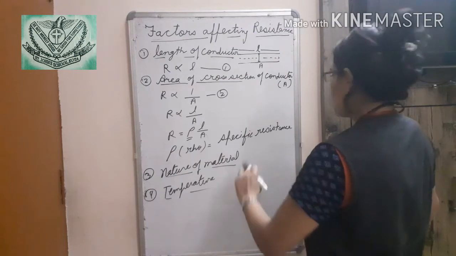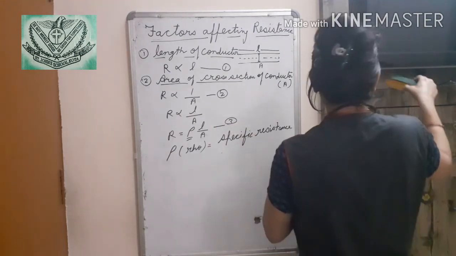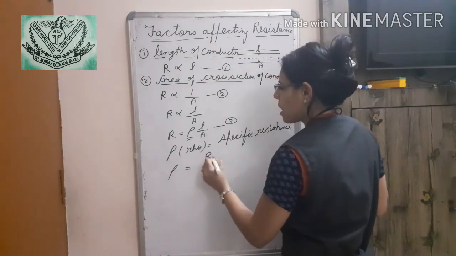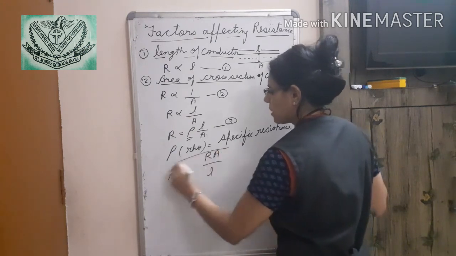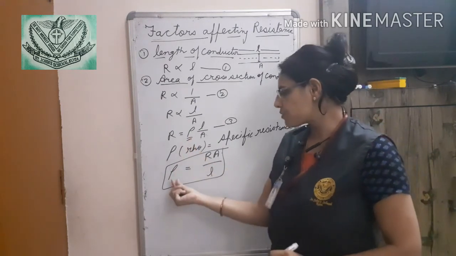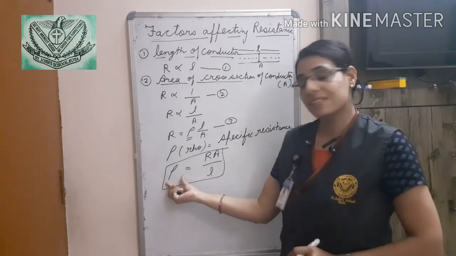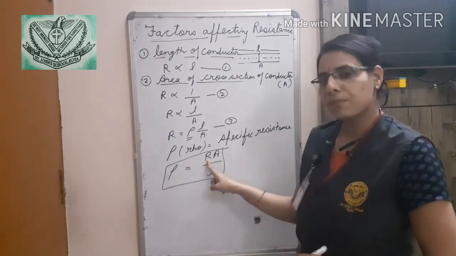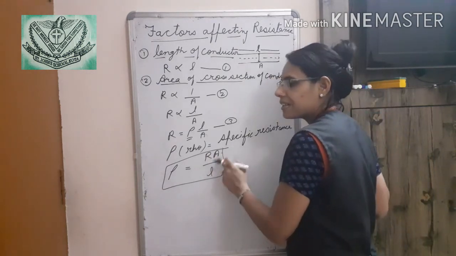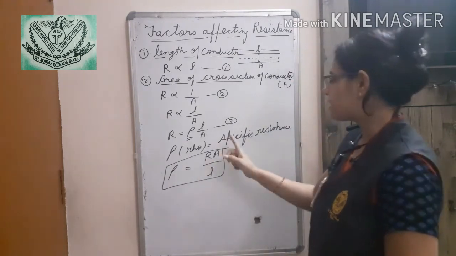Now we come again to this third equation. If we want to define rho, we can write rho equals R A upon L. So rho is the specific resistance. The specific resistance of a material of a conductor is the resistance of a wire made of that material of unit length and unit area. This is the definition of rho, specific resistance.